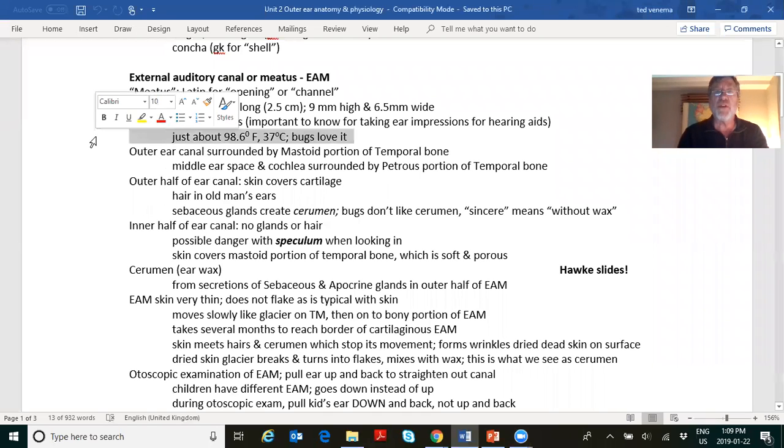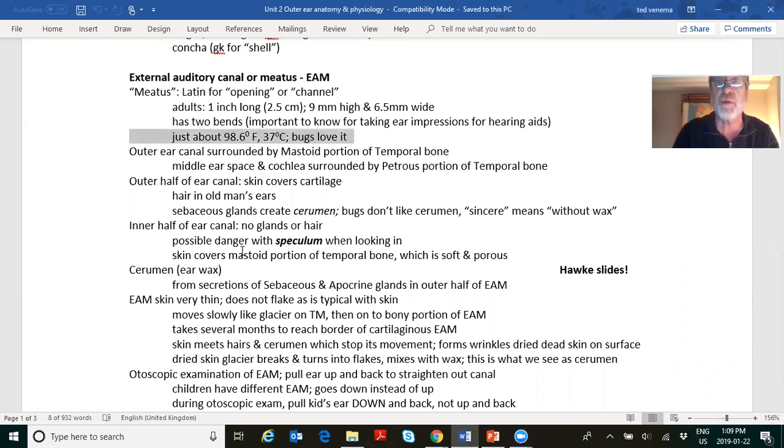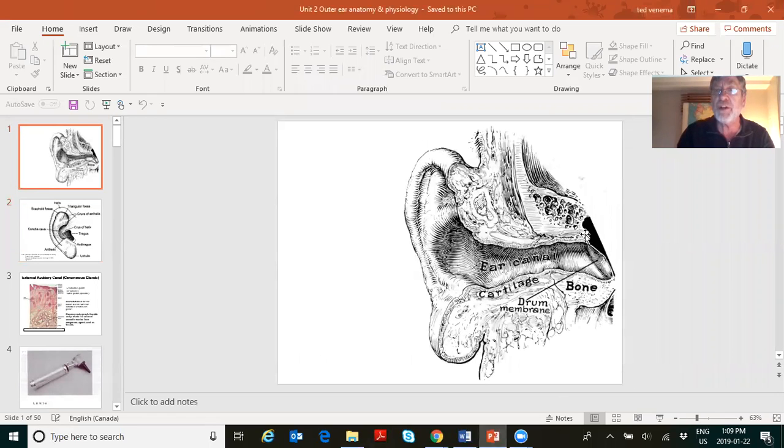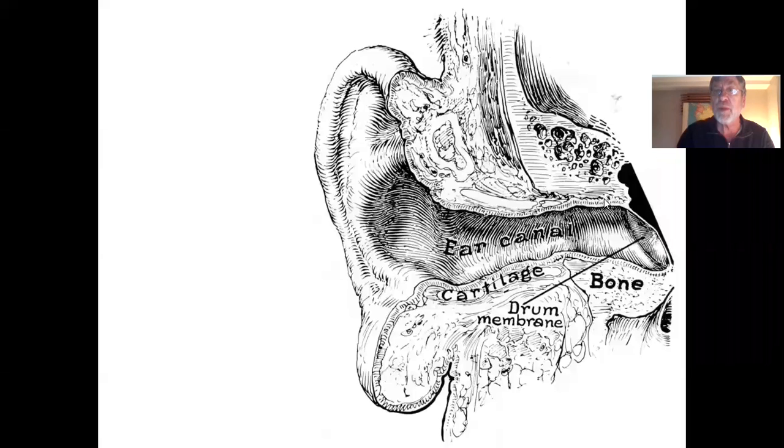It's about 98.6 degrees inside an ear canal. Bugs just love it. The outer ear canal is surrounded by the mastoid portion of the temporal bone. This is part of the temporal bone. And we will learn later the temporal bone has 2 parts, the petrous portion and the mastoid portion. The mastoid portion is the outer portion of the temporal bone. The petrous portion is the inner portion. It surrounds the cochlea, or inner ear. The mastoid portion surrounds the ear canal, or part of the ear canal.